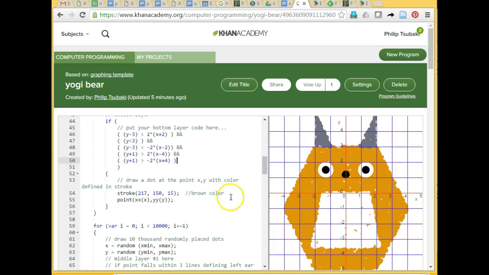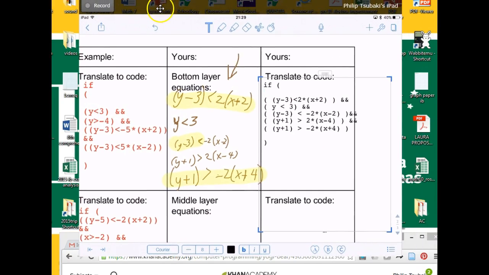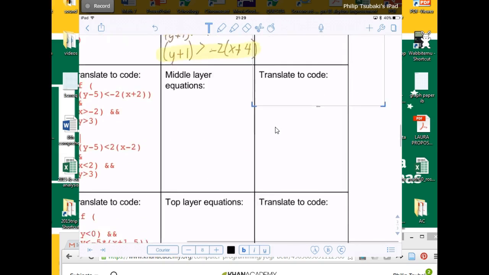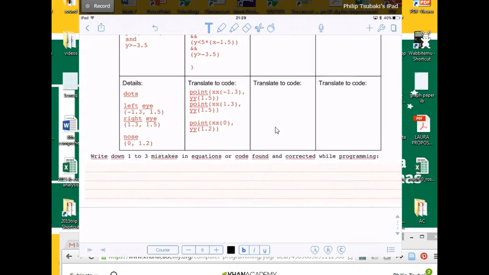So that's basically how you do it. And you can see that this immediately will give you feedback on if you did what you meant to do. And you just correct the errors here. And then last of all, I do want you to come back and let me know all the corrections you made, because those are all learnings, right? So at the very end it says write down 1 to 3 mistakes in equations or code found and corrected while programming. So while you're programming, you're going to notice that your less than or greater thans were reversed, or that one of your equations was wrong, that you used an x instead of a y, and I want to know about each one of those things that you learned specifically. Okay? Thank you.